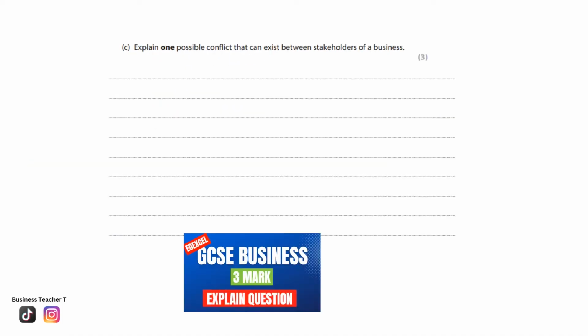3-mark question. Explain one possible conflict that can exist between stakeholders of a business. Now there's more than one answer that you can put for this. Let's take a look at one answer.